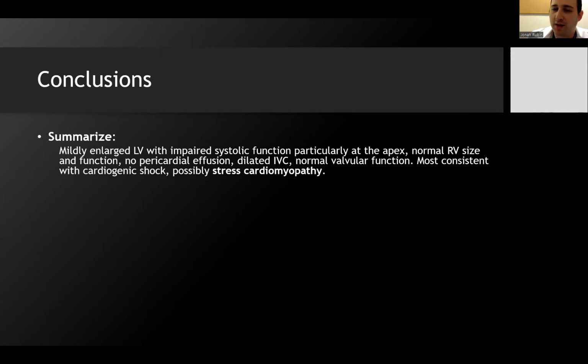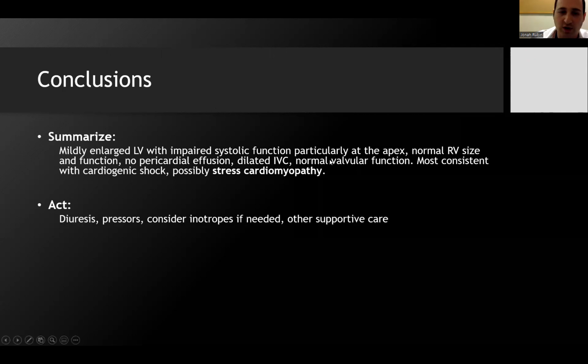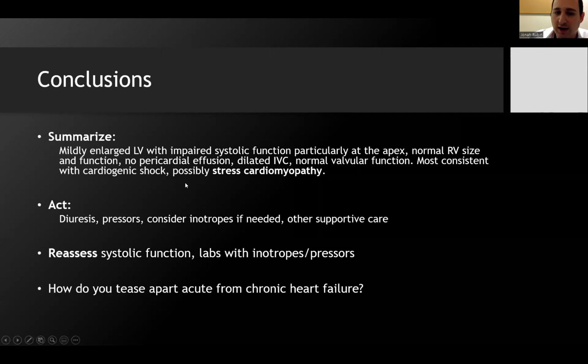You'll have to decide clinically whether or not this patient needs an ischemic evaluation or some other evaluation, if they have myocarditis or some other cause of acute cardiogenic shock. But you're going to be managing this as probably an acute cardiogenic shock. And how do you tease apart acute from chronic heart failure? Well, I sort of mentioned, it's nice if you have an old echo. If you don't, you might want to look for other signs like dilated atria, thickness.